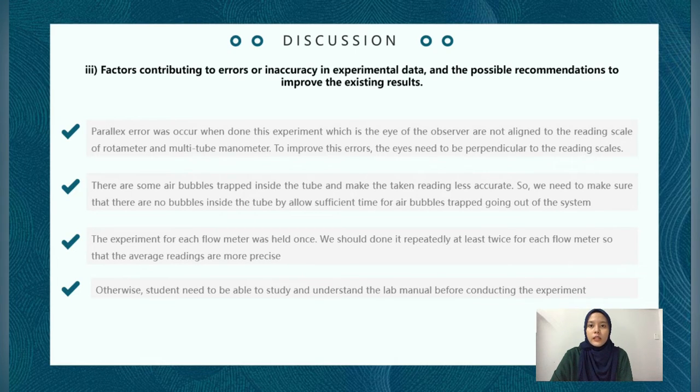The second thing, there are some air bubbles trapped inside the tube that make the reading less accurate. To avoid this inaccuracy, we need to make sure that there are no air bubbles inside the tube by allowing the trapped air to go out of the system. Next, the experiment for each flow meter was held once. We should do it repeatedly, at least twice for each flow meter, so that the data we get are more precise. In addition, students need to study and understand the flow of the experiment and the lab manual before conducting the experiment.